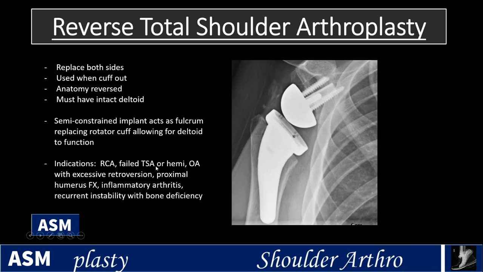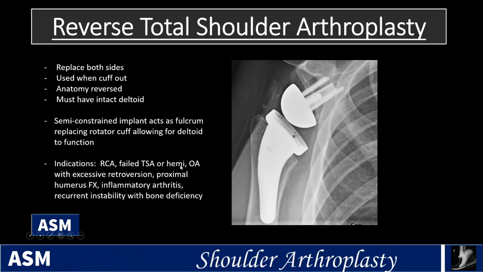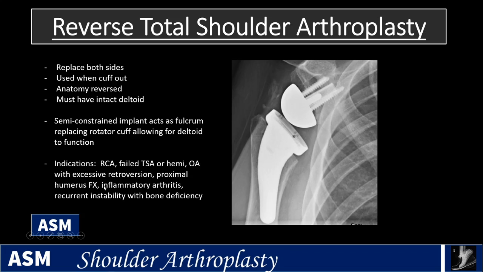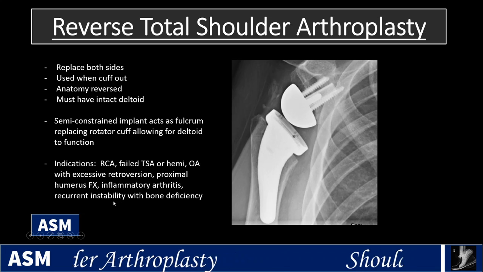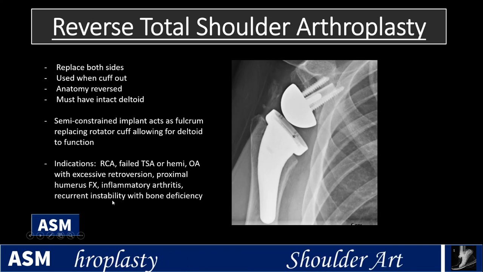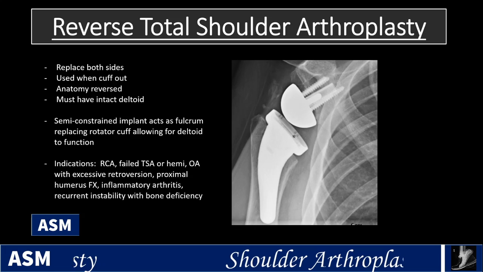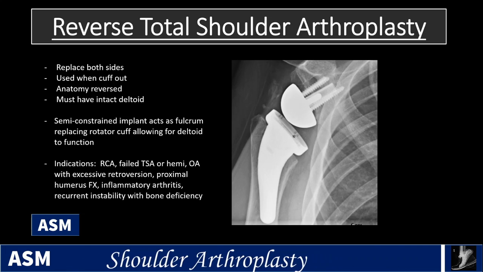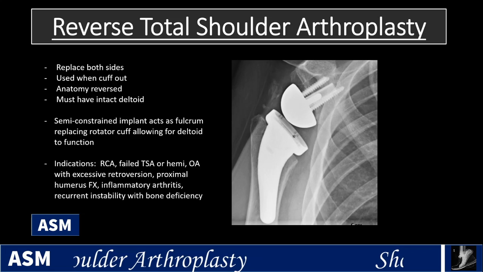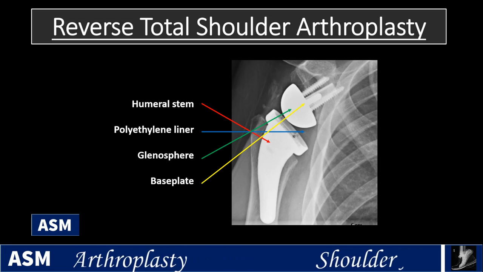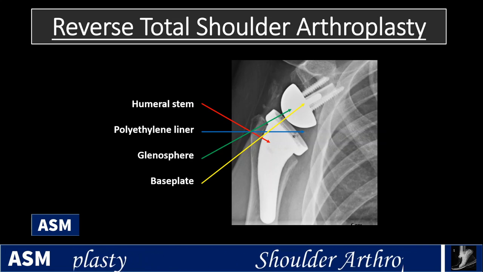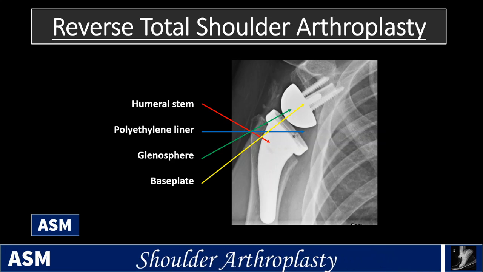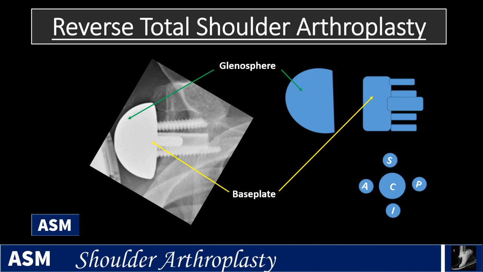So failed arthroplasties with revisions will often go to a reverse. OA with excessive retroversion, proximal humerus fractures, inflammatory arthritis, recurrent instability with bone deficiency. So really, again, a lot of surgeon preference and patient factors may go into selection of what type of arthroplasty. In general, the reverse shoulder arthroplasty is made of 4 components, and we'll look at each of these individually.